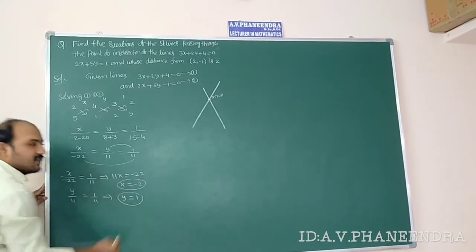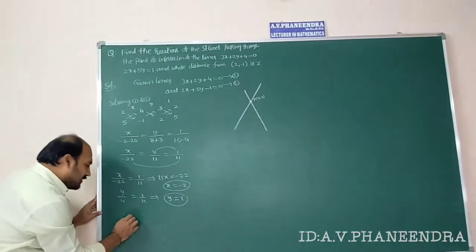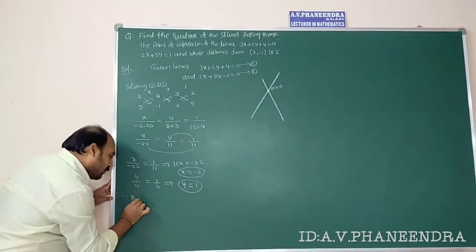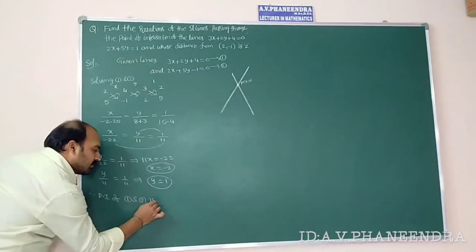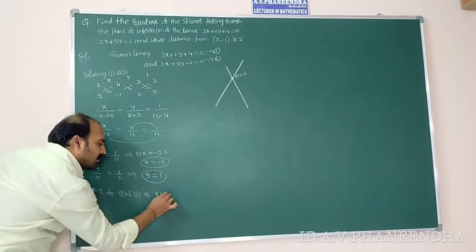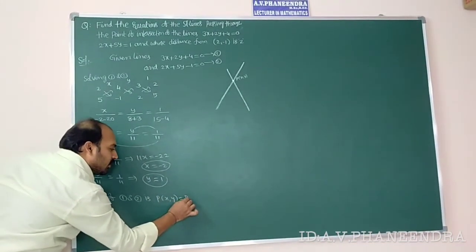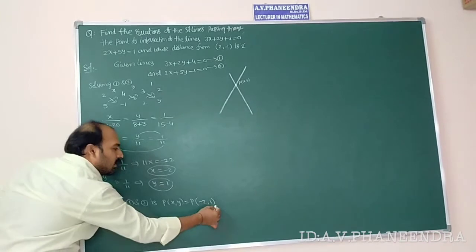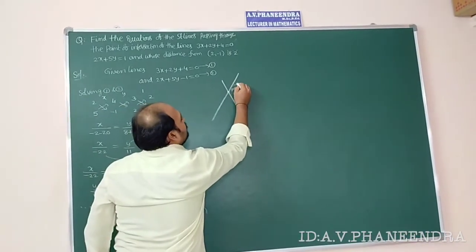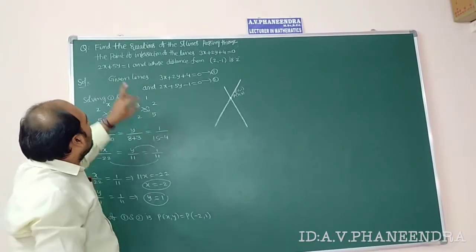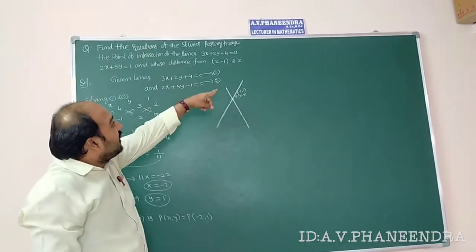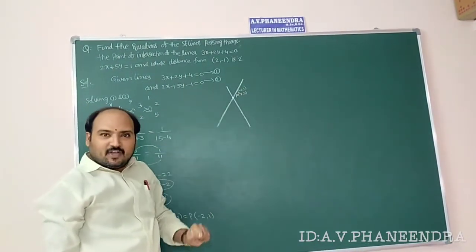The 11 gets cancelled. Therefore, the point of intersection of 1 and 2 is P of x comma y, equal to P of minus 2 comma 1. So this is minus 2 comma 1. After getting the point of intersection, we find the equation of the straight line passing through the point of intersection of the lines.